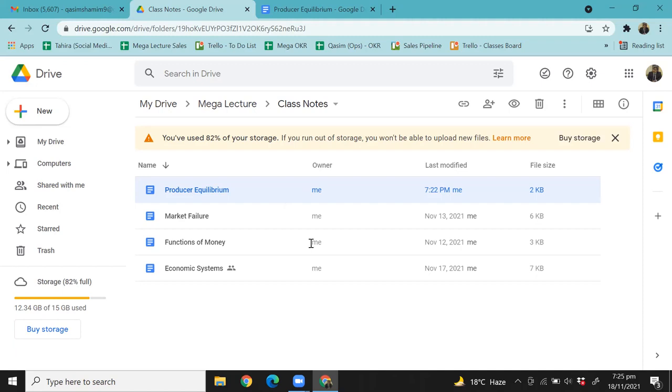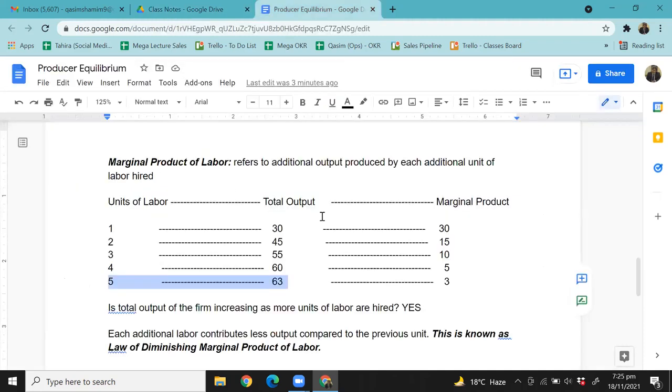Let's keep moving. Okay, now after you have these two pieces of information, what is the unit of the labor and what is the total output that is being produced, then you can calculate what we are interested in calculating, which is marginal product. Marginal product is just additional output produced by each additional unit of labor hired. What is marginal product of labor? Additional output produced by each additional unit of labor hired.